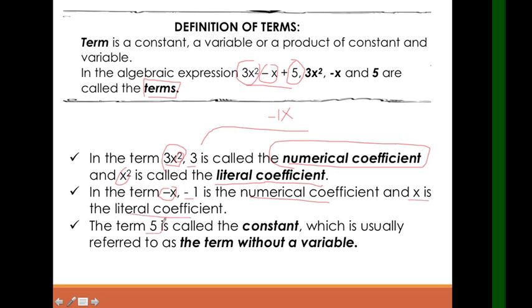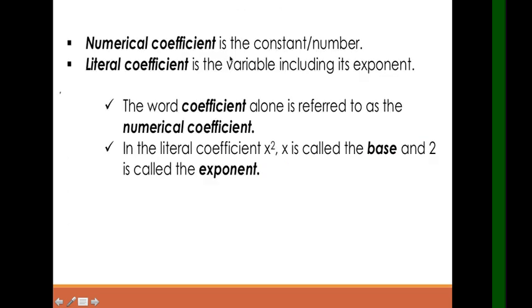In the term 5, since wala siyang x, variable x, so ang tawag sa kanya ay constant, which refers to the term without a variable. So, constant ang tawag kapag wala siyang letter. Okay? Or literal coefficient. Numerical coefficient is the constant number. So, yung numerical, ito yung number, no? So, kung meron tayong 3x squared kanina, yun yung 3, yun yung numerical coefficient.